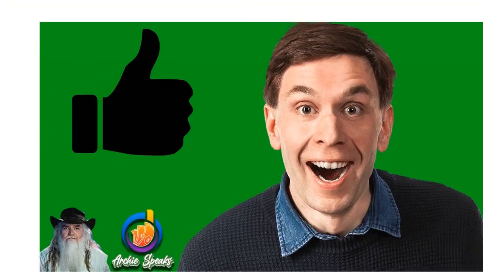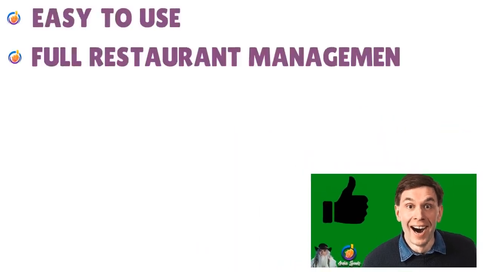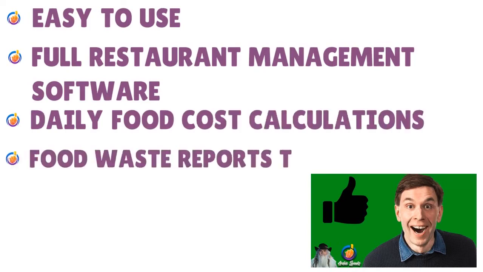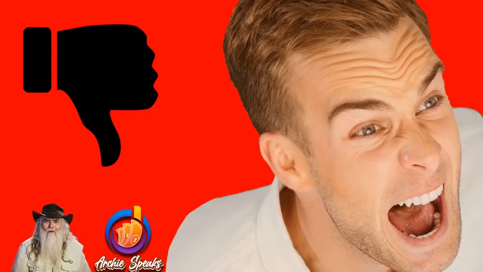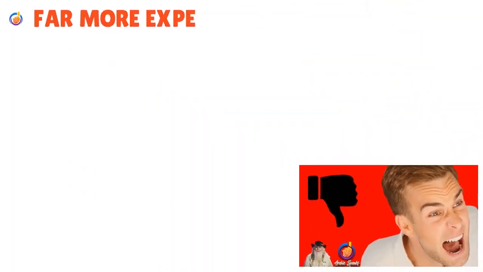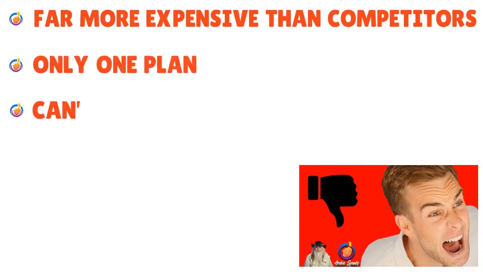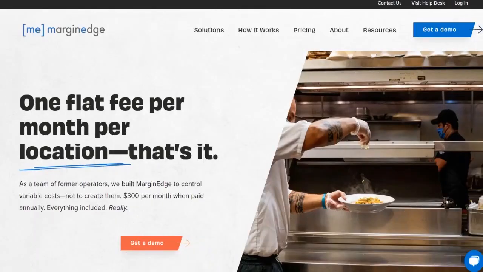So here are the pros and cons. Pros: easy to use, full restaurant management software, daily food cost calculations. You have food waste reports to help optimize ordering and portions. What about the cons here? It's far more expensive than competitors. There's only one plan, and you can't use previous data. So here is the pricing for Margin Edge as of the date of this show.